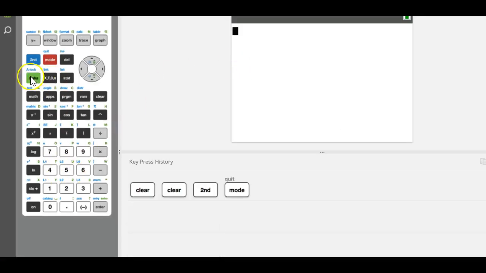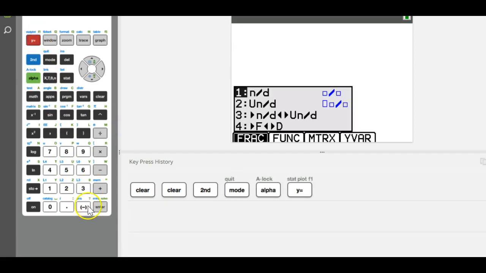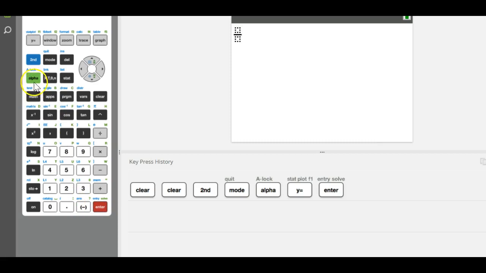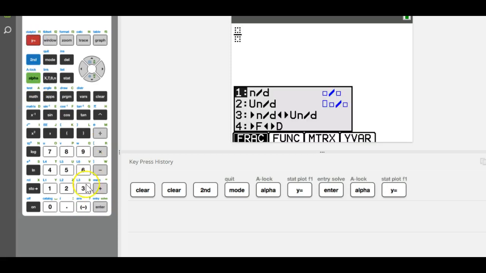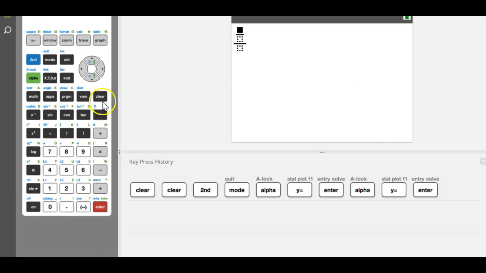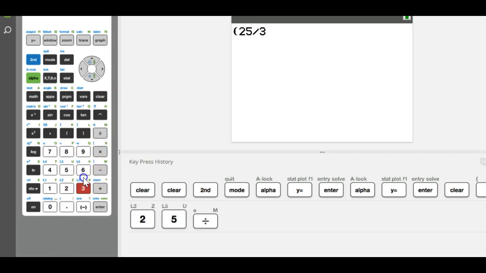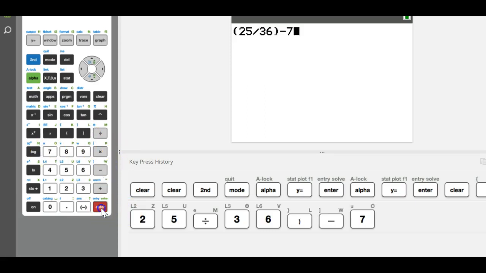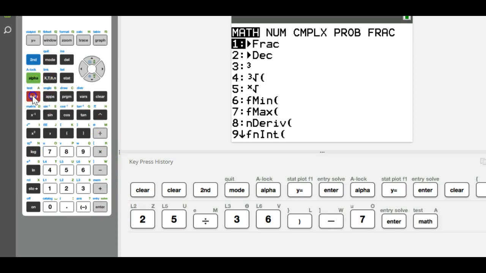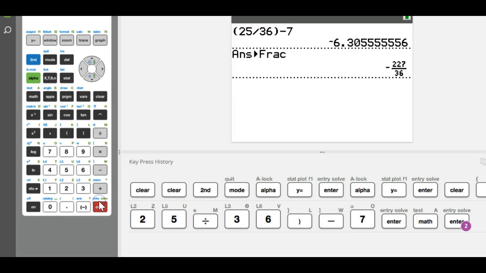So there are two options. You can do your alpha, y equals, and number 1. Again, that was alpha, y equals, number 1 for the fraction, or you can just use parentheses. Okay? So for those of you who might have an older model of the calculator, parentheses will be sufficient. What I'm saying is, if I do parentheses 25 divided by 36 and close out my parentheses, and then do minus 7, we get this answer. I can do math, fraction, and change it to a fraction, negative 227 over 36.